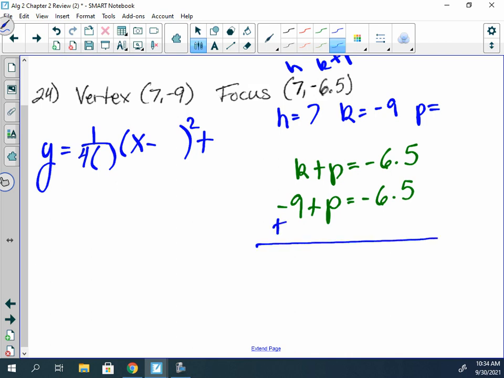Now to get p by itself, we would add 9 to both sides, telling me that p is equal to, so since it's -6.5, when we add 9 to it, we should get 2.5. So the value of p is 2.5. So in p's pot, we can plug in 2.5, plug in 7 for h, and -9 for k.